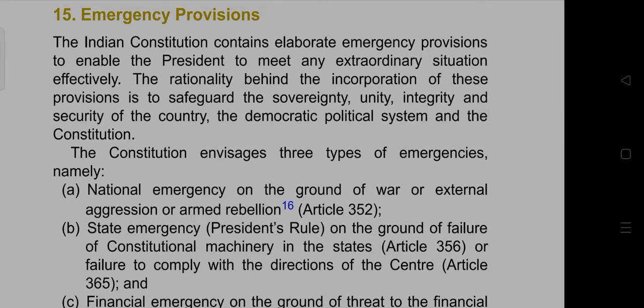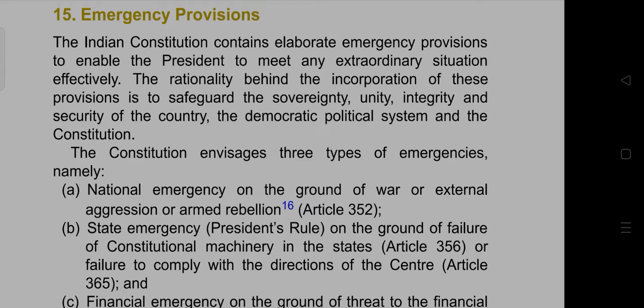15. The emergency provisions. The Indian Constitution contains elaborate emergency provisions to enable the President to meet any extraordinary situation effectively. The rationale behind incorporation of these provisions is to safeguard the sovereignty, unity, integrity, and security of the country, the democratic political system, and the Constitution.